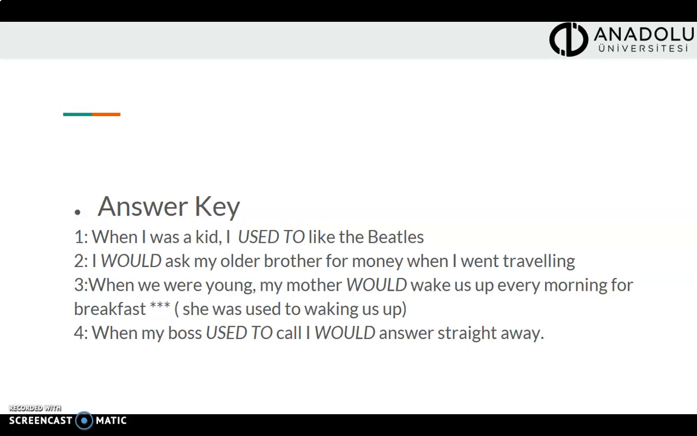Now these are the answers. When I was a kid, I used to like the Beatles. I would ask, number 2, my older brother for money when I went traveling. Number 3 is a bit tricky, guys. Okay. When we were young, my mother would wake us up every morning for breakfast. Why did I use would? Because she was used to waking us up.